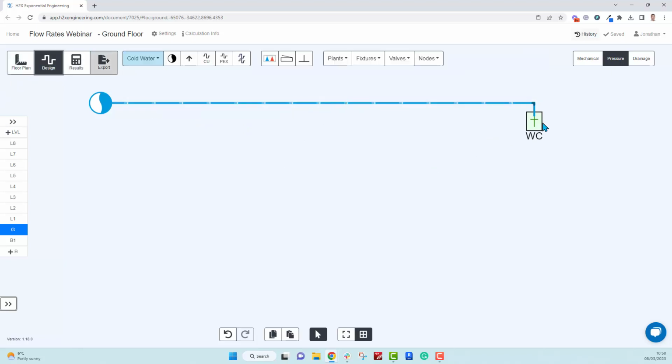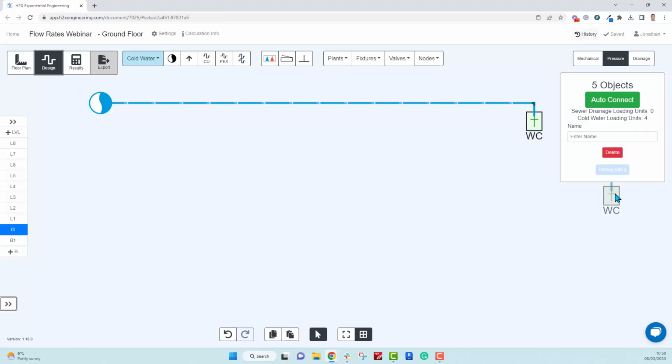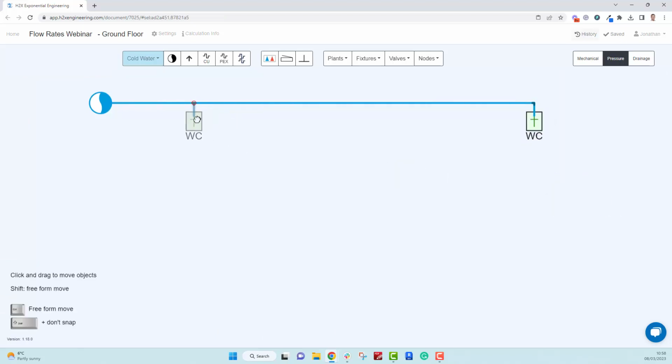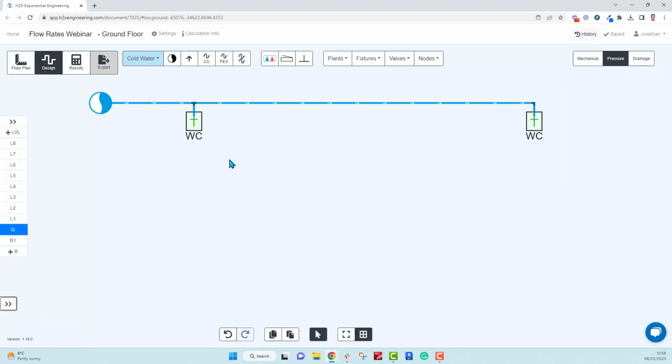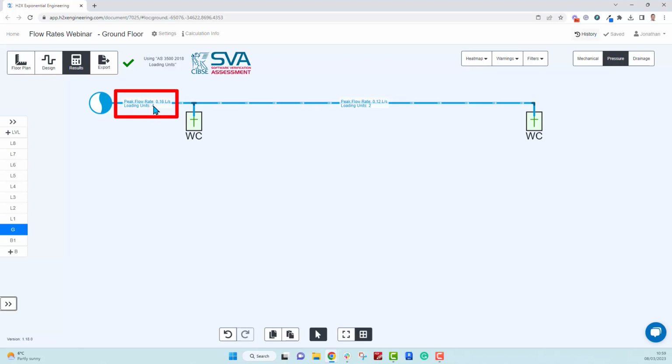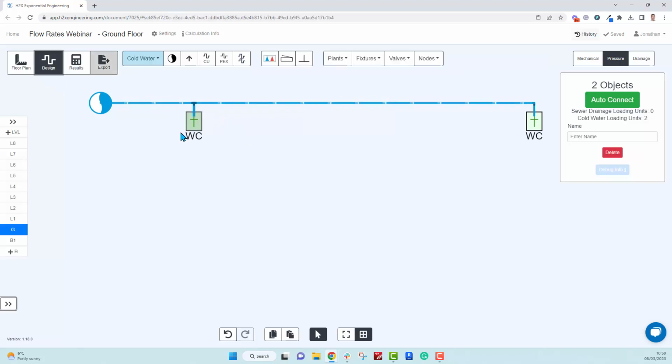Okay, so now I'm going to add one more WC, and while I do that, have a think what you expect to happen to the loading units and also to the peak flow rate. Okay, so here we can see that the loading units are linear, they've gone up. So 2 plus 2 is 4. However, it's the conversion to the peak flow rate that isn't linear, and we can see that that has only gone up 33%.